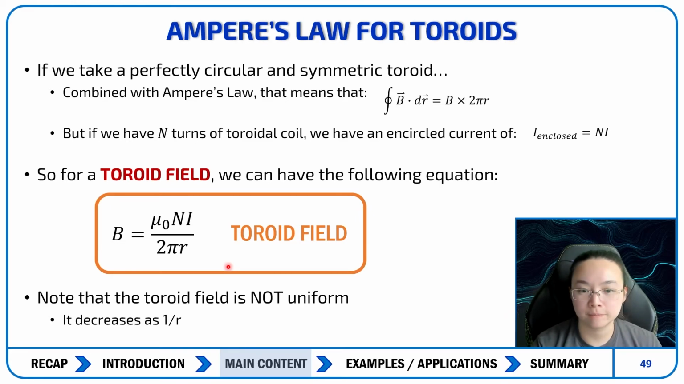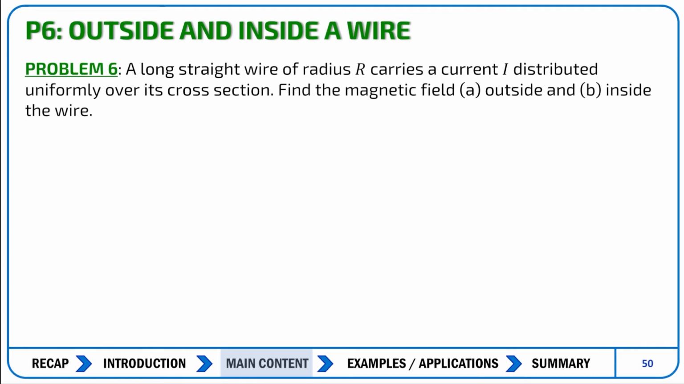And keep in mind that the toroid field is not uniform, so it decreases as 1 over r. In this question, a long straight wire of radius R carries a current I distributed uniformly over its cross-section. We're trying to find its magnetic field outside and inside the wire. So we don't really need a diagram in this case. We're just trying to find the magnetic field outside and inside, so we're going to break this up into two. Let's first start with outside the wire.